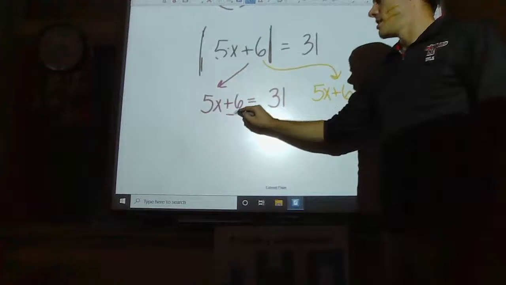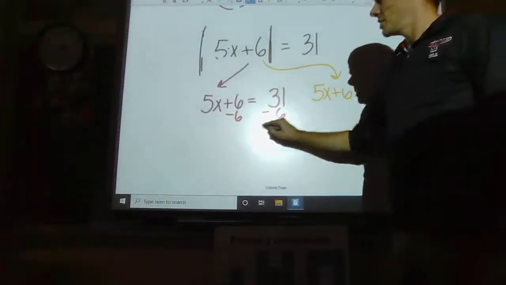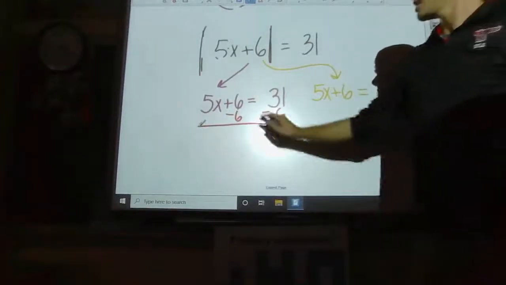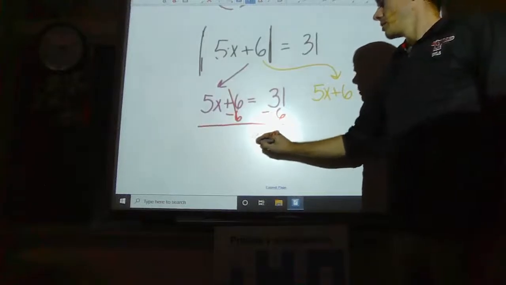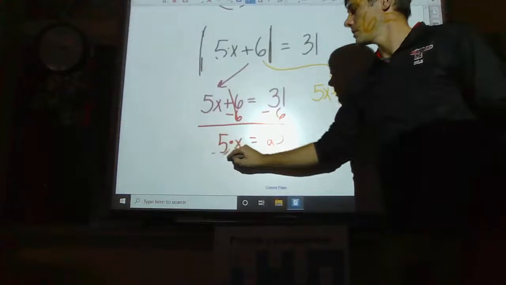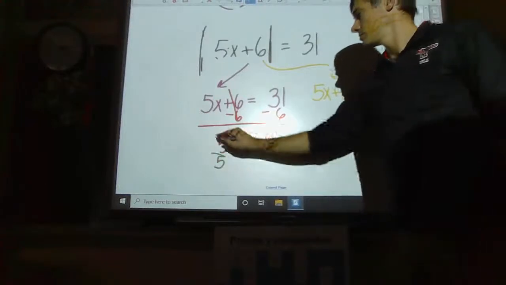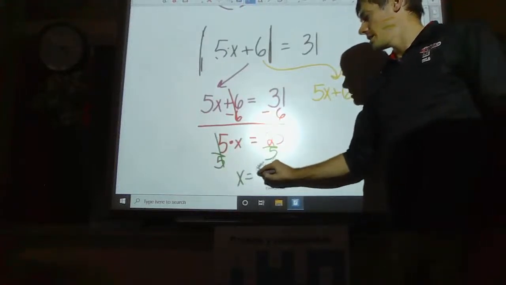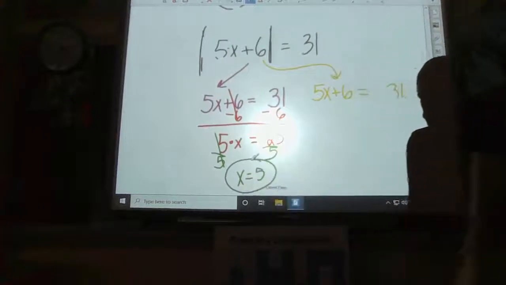Everyone in the room or at home should know how to do this, right? We're going to undo the adding with subtracting. We're going to undo the multiplying, because this is technically multiplied, with division. And there's one answer, x equals 5.